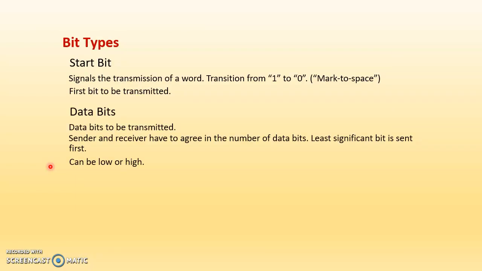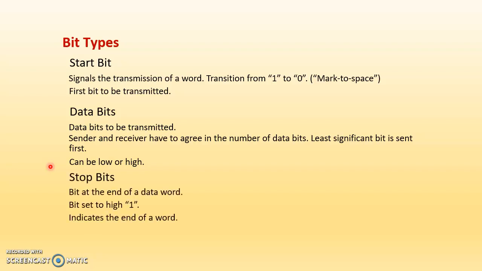So to explain again: the start bit is a transition bit from 1 to 0 to transmit the data. Then data bits, where the sender and receiver have to agree on the number of bits which are transmitted, can be low or high, any of this. And the stop bit is set as 1 and indicates the end of the word.